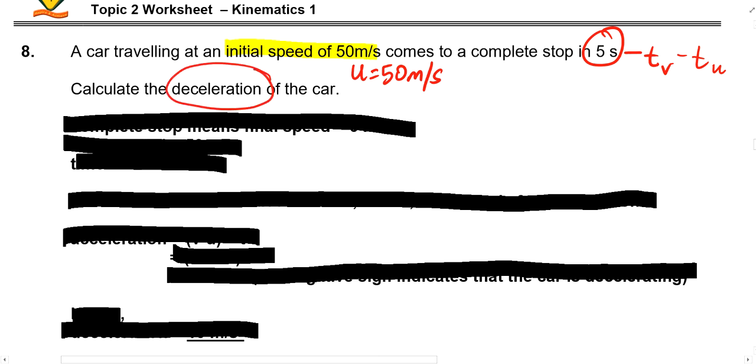A car traveling at an initial speed, 50 meters per second. Highlight initial speed. So what does this initial speed give us? U. Okay, so U equals 50 meters per second. Comes to a complete stop in 5 seconds. What does this represent? TV minus TU. Yeah, but this is just information first. Now calculate the deceleration of the car. Wow, very tricky.